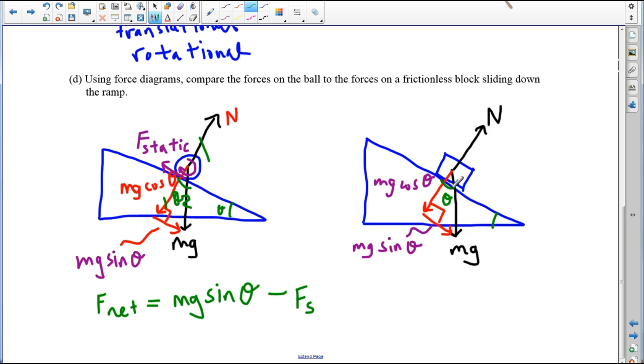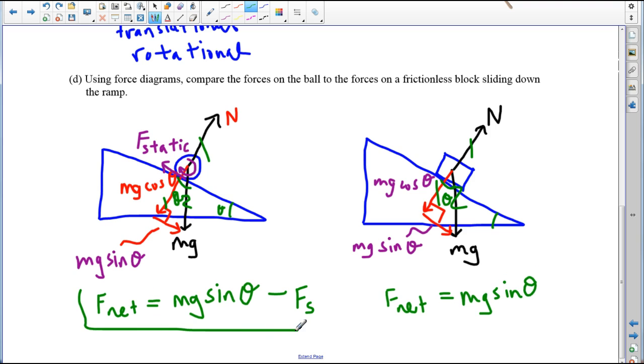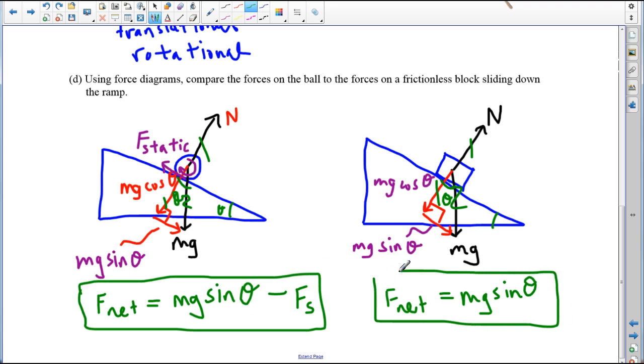Over here, we can get rid of mg because we've broken it into components, resolved it into the components. mg cos theta and N, they balance, so there is no net force on the y-axis. And on the x-axis, our net force is just this bottom one, mg sine theta. That's the only force that doesn't cancel. That's the net, the unbalanced force. So this is really interesting. There is a bigger net force on the right in this case.